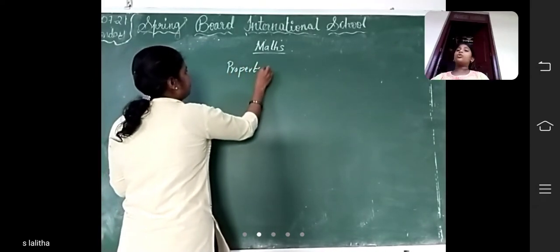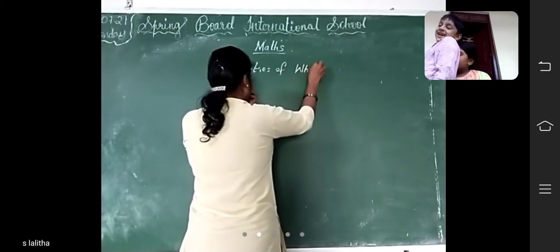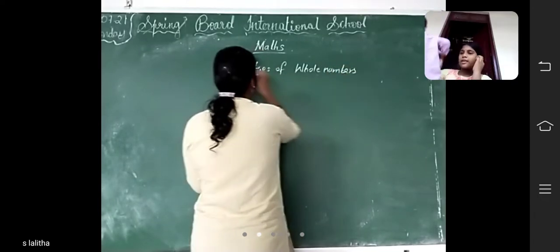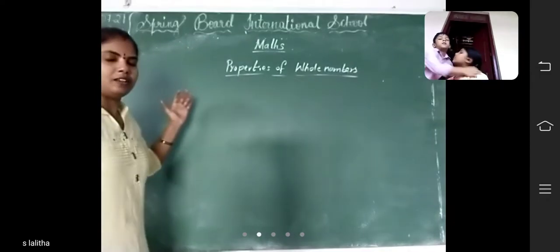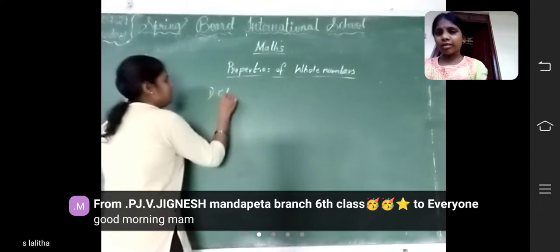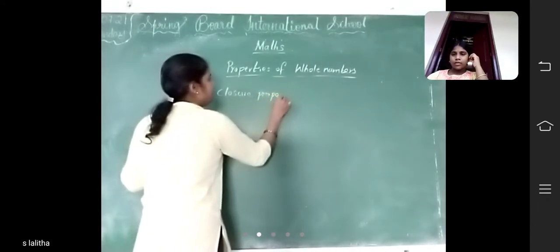Properties of whole numbers. So what is the first property, children? Property of whole numbers? Yes. First one is closure property. What is called closure property, children?